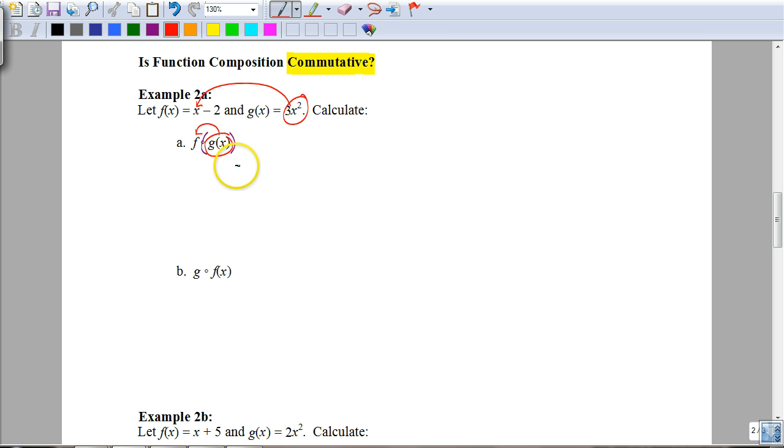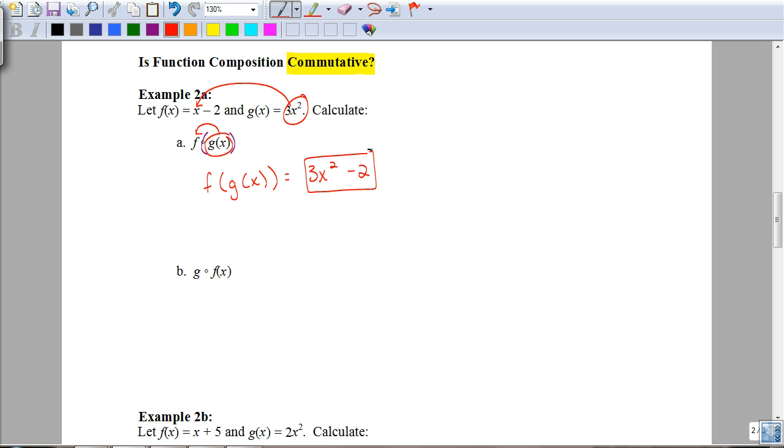I'm going to put that in for x. When I do that, f following g of x becomes 3x squared minus 2. Remember, we're just replacing this x with 3x squared. We're not multiplying them together. Don't make that mistake. This isn't like the distributive property or anything. You're substituting this 3x squared in for x. So it's 3x squared minus 2. There's nothing more I need to simplify there. That's my answer.